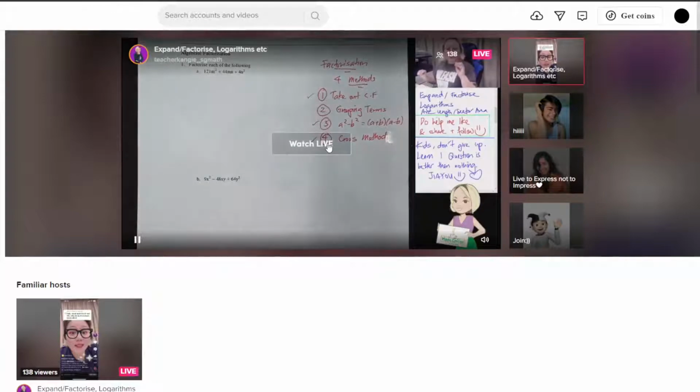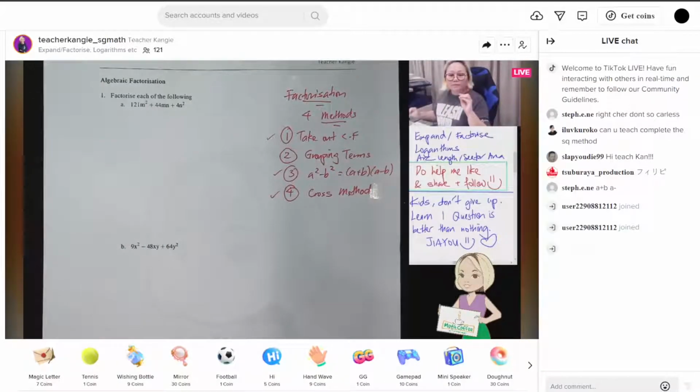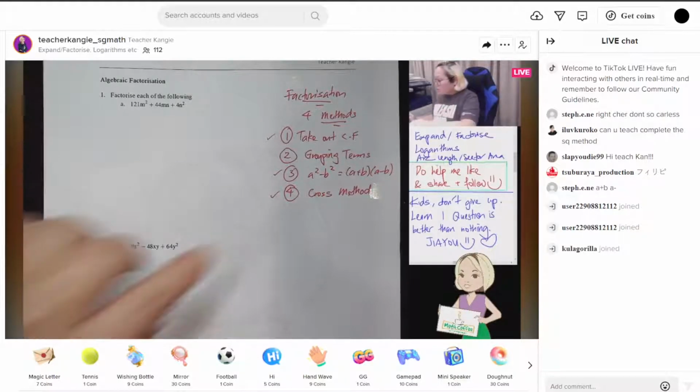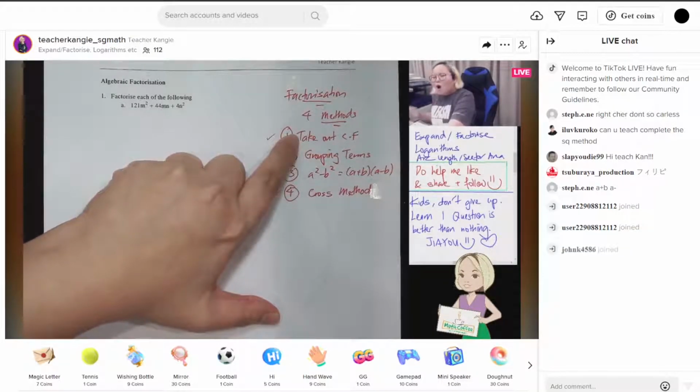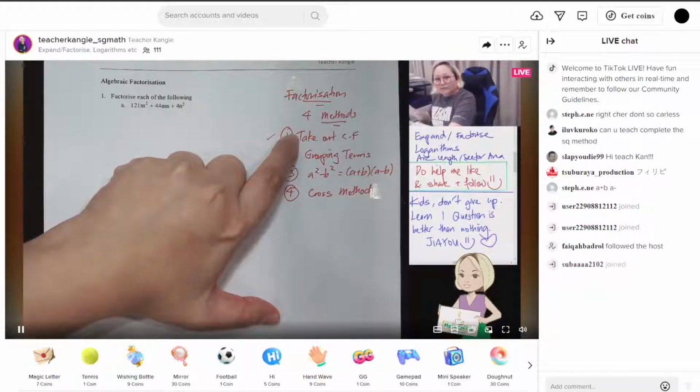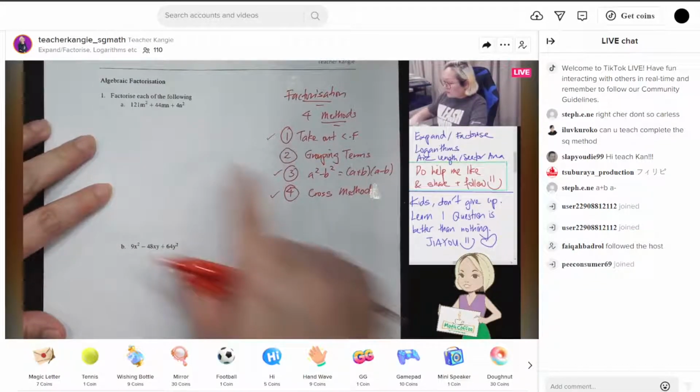I'm also not teaching complete the square today. So then after that, what you're going to do is always ask yourself whether you can take out common factor first or not before you apply any other methods. Understand? So now let's take a look at this question.